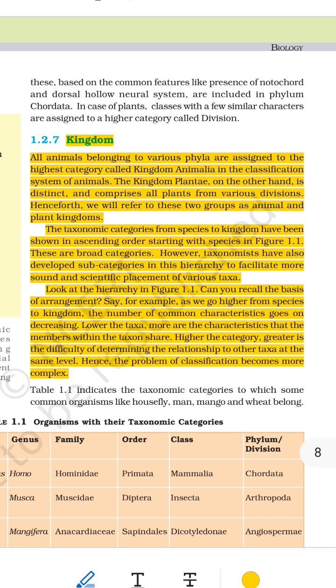Example, let's look at these animals: dog, tiger, elephant, frog, fish, butterfly, worm. Even though they are very different, they are all animals, so they go into the same big group, kingdom Animalia. Line from your book: The kingdom Plantae, on the other hand, is distinct and comprises all plants from various divisions. Easiest explanation: there's another big basket for all plants. This is called kingdom Plantae.